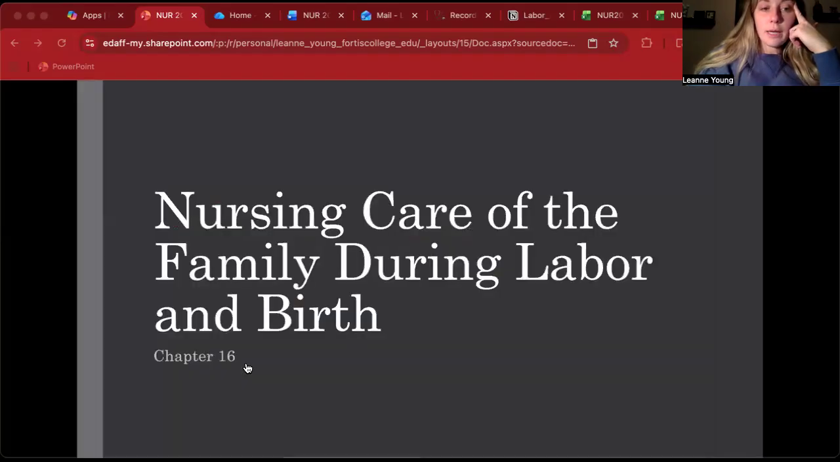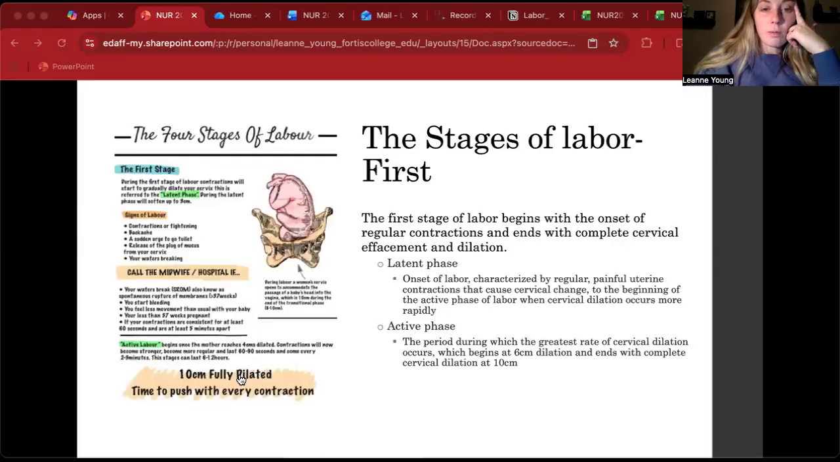All right, let's take care of our mom during labor, especially during the stages we're going to learn here. All right, so during the first stage of labor, like we talked about, the first stage of labor begins with the onset of regular contractions and it ends with complete cervical effacement and dilation. We have that latent phase, we have that active phase.